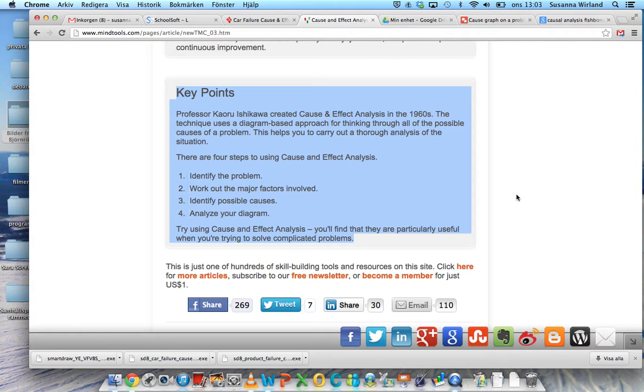So you see here that there are 4 steps to it. You identify the problem, i.e. you choose your problem that you would like to investigate, and then you work out major factors, and then you identify possible causes involving those factors, and then you analyze your diagram, and of course you choose which possible causes could be most effective when finding a possible answer to your question.